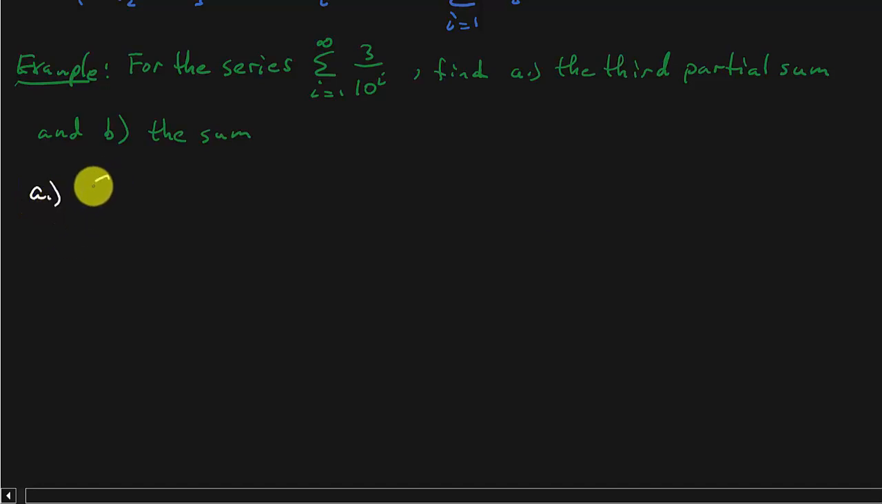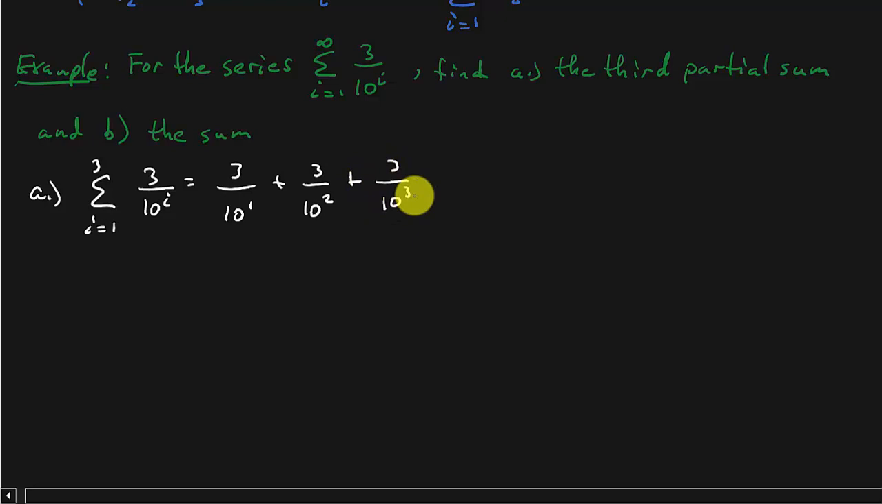All right, so that's going to be the sum i equals 1 to 3 of 3 over 10 to the i. And that's going to be 3 over 10 to the first plus 3 over 10 squared plus 3 over 10 cubed. And that is equal to 0.3 plus 0.03 plus 0.003, which is equal to 0.333.